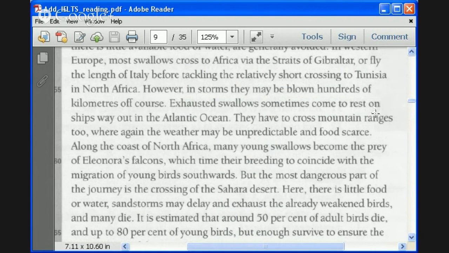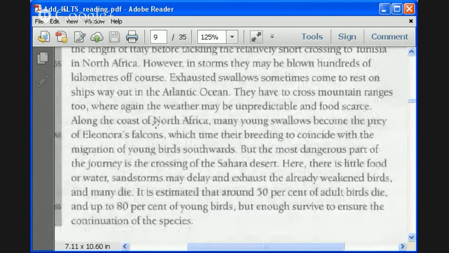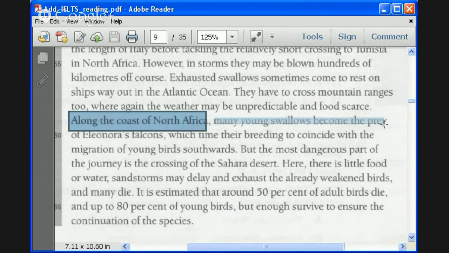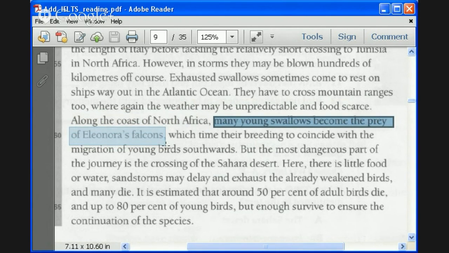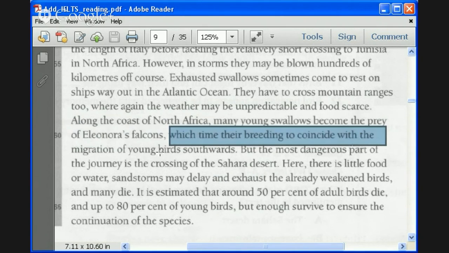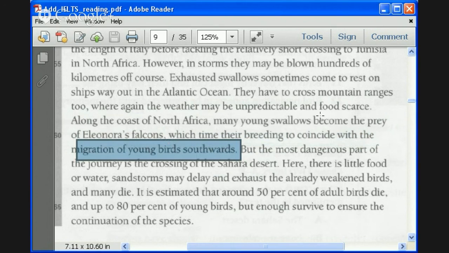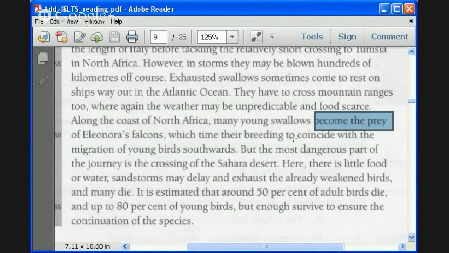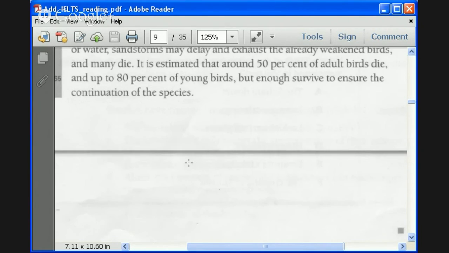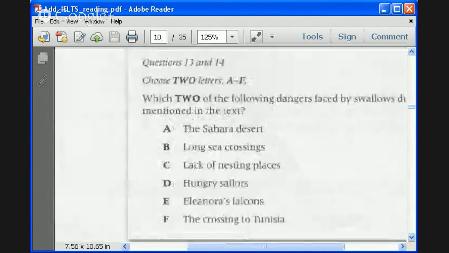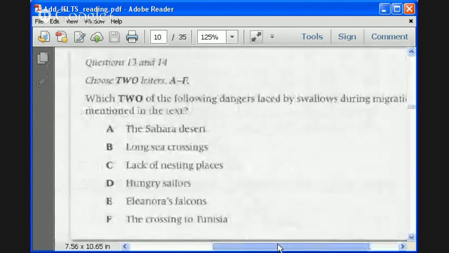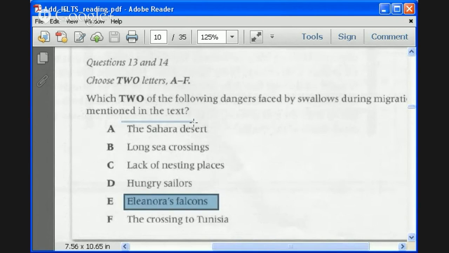What I do see here is another name, another capital letter, which again is easy to scan for. Along the coast of North Africa, many young swallows become the prey of Eleonora's falcons, which time their breeding cycles to coincide. Okay, they fall prey. That means they're eaten by these falcons. I would consider that to be dangerous. If something may eat me, I can generally consider that a dangerous thing. So relatively quickly I can find this. All right, so there you go. A and E are the answers.